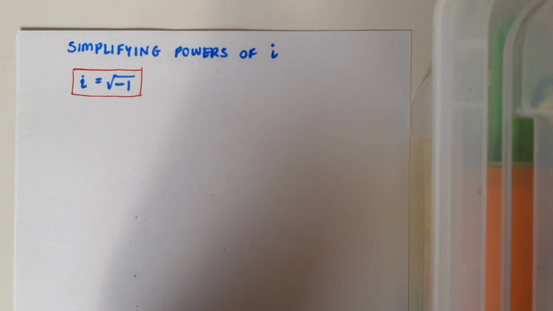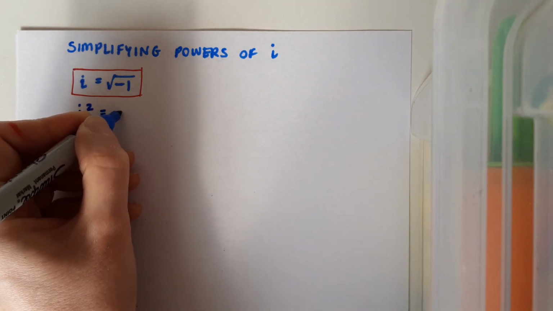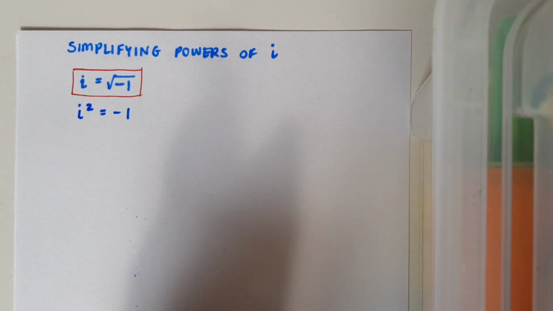Okay, so this video is about simplifying powers of i. So we know our basic piece of information, which is that i is equal to the square root of minus 1. And as we mentioned previously, that means that i squared is equal to minus 1.